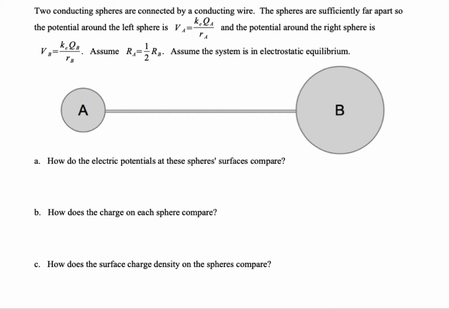Here we have two conducting spheres connected by a conducting wire. These spheres are sufficiently far apart so that the potential around the left sphere is given by kqA over RA, and the potential around the right sphere will be kqB over RB. We also see that the radius of A is 1/2 of the radius of B. First of all, how do the electric potentials compare for these spheres?